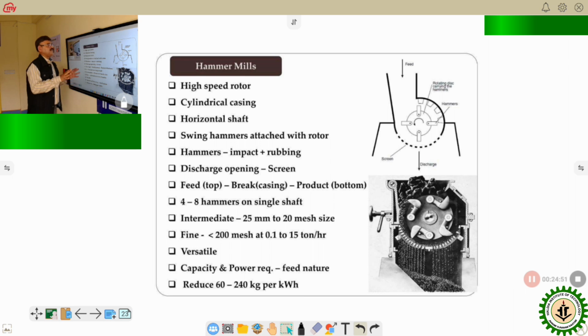Hammer mill means this is a rotating disc where the hammers are attached to it. In some cases, they are loosely attached; in some cases, they are tightly attached. When this wheel is rotating at high speed and the feed material is coming from the top, under the action of the hammers the material will be ground, and after grinding, the ground material will come down through the perforation of the case.